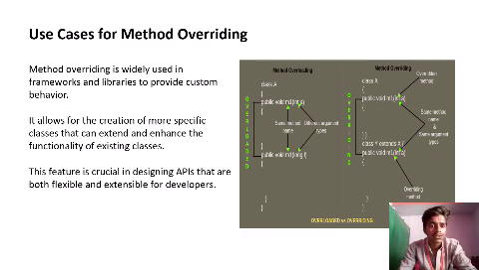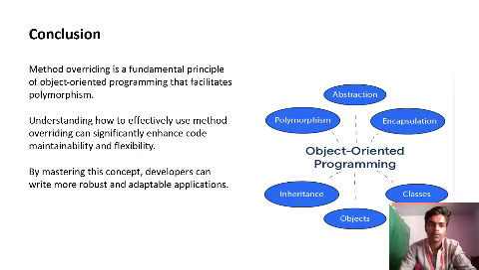Use cases of method overriding. Method overriding is widely used in frameworks and libraries to provide custom behavior. It allows for the creation of more specific classes that can extend and enhance the functionality of existing classes. This feature is crucial in designing APIs that are both flexible and extensible for developers.